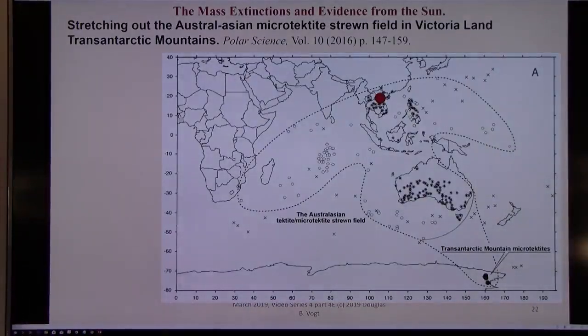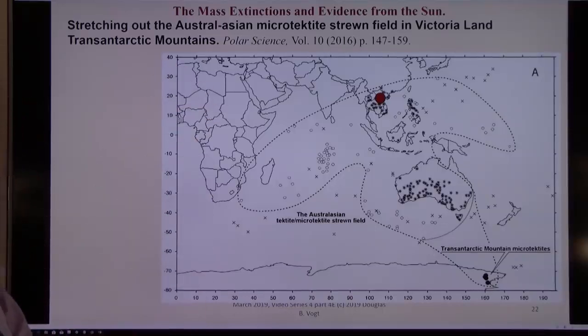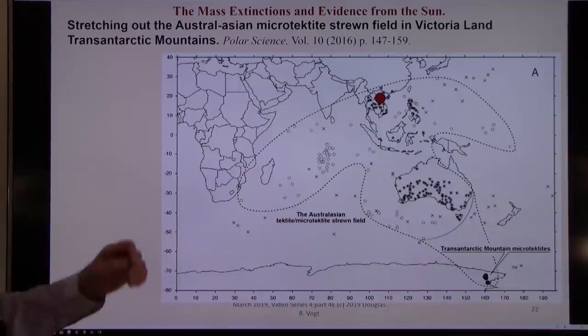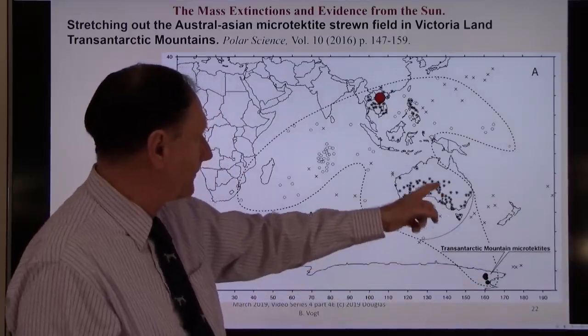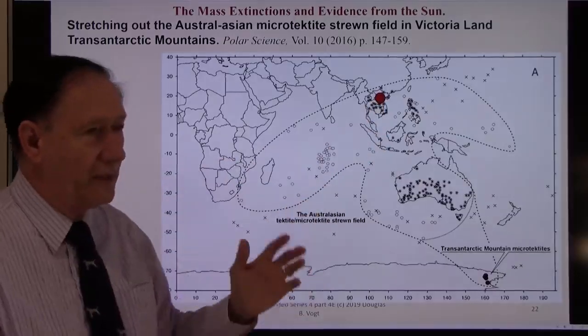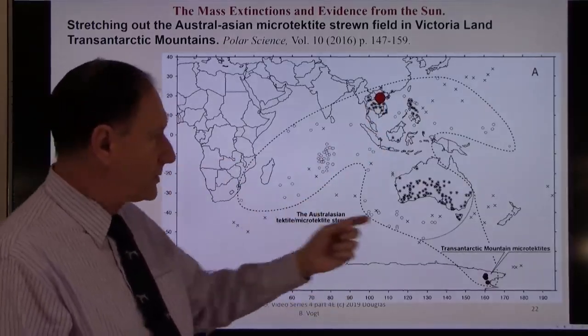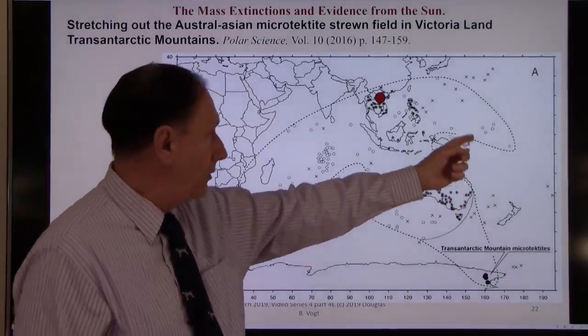Now we get to Australia. Stretching out the Australia-Asian microtektite strewn field in Victoria Land. Victoria Land is down here in Antarctica. Here's Australia. This is a theoretical impact crater. They're always looking for an impact crater to drop all these. This is where they found tektites, those little glass beads, all over the place.